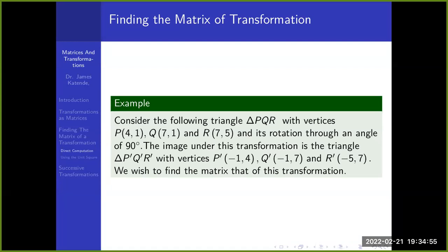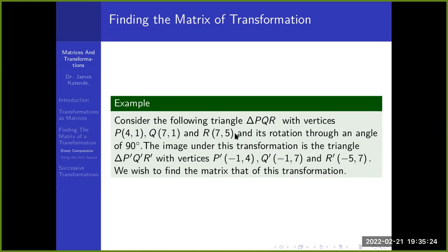We have a triangle PQR, which has the vertices P, Q, and R. That's (4, 1), (7, 1), and (7, 5). And it's rotated through an angle of 90 degrees. So we already know the transformation, and we are also given the image. What we need to do is find the matrix of this transformation.